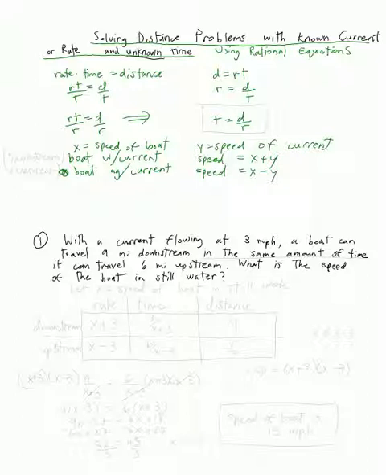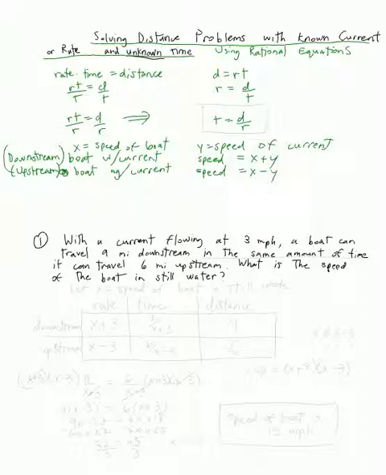By the way, if you're going with the current, another way to say that is downstream. So anytime you see the word downstream, it means you're going with the current, and upstream means you're going against the current. All right, let's do a couple of examples and figure out how these work.